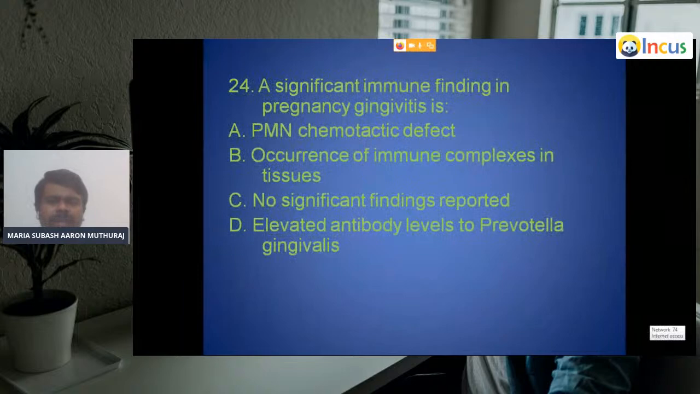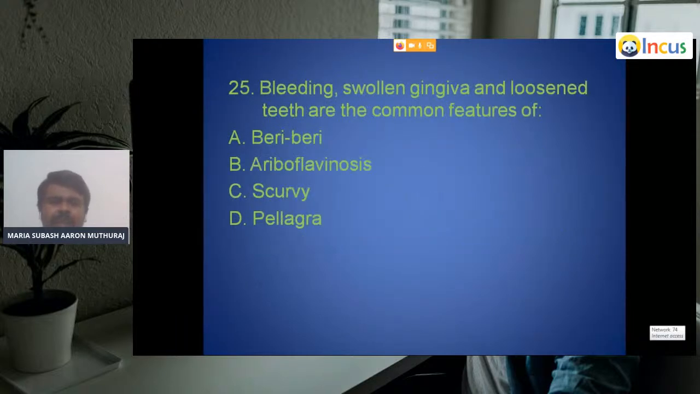This question: a significant immune finding in pregnancy gingivitis is PMN chemotactic effect, occurrence of immune complexes in the tissues, no significant findings reported, or elevated antibody levels to Prevotella. Actually, there will be no significant immune findings present in pregnancy gingivitis. Therefore, the answer should be C.